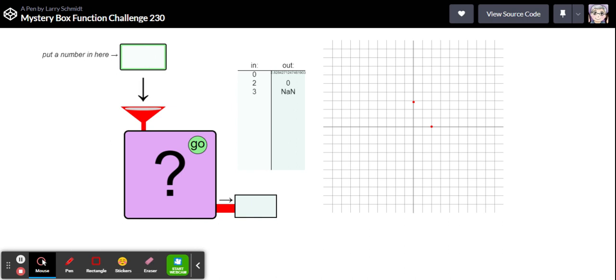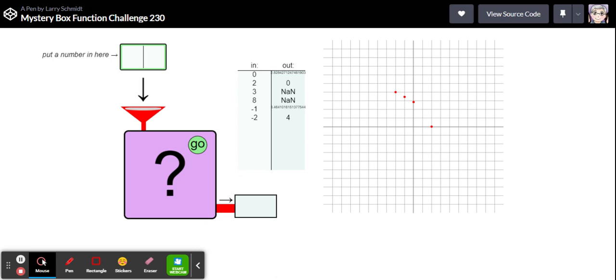And 3 is not a number. How about something further out? Also not a number. Oh, okay. Let's go back into the negatives then. How about -1? How about -2? And that gives us 4. Okay. I think I know pretty much what's going on here.